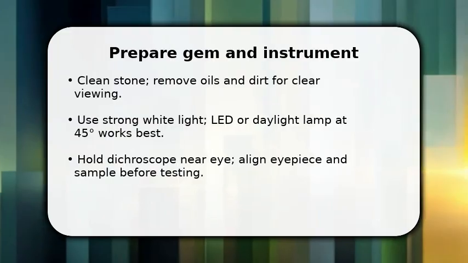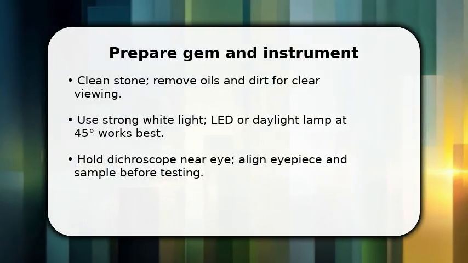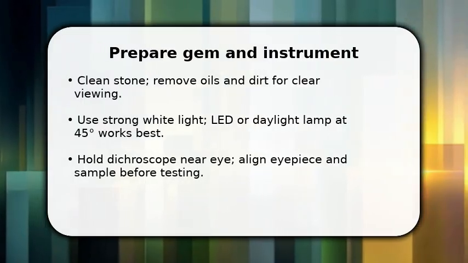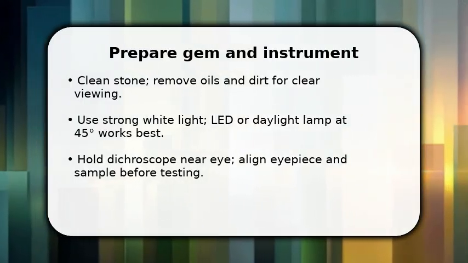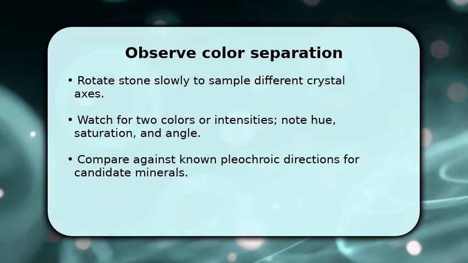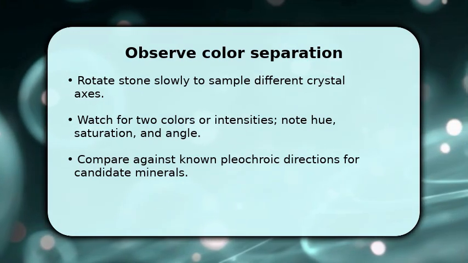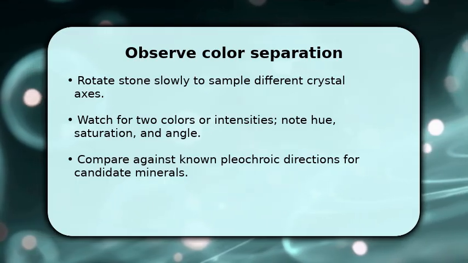You do this because dichroscopes separate polarized light. That reveals pleochroism, or two-color behavior, which helps identify anisotropic versus isotropic gems. You now rotate the stone slowly while keeping the dichroscope steady. This exposes different crystal axes to polarized light.